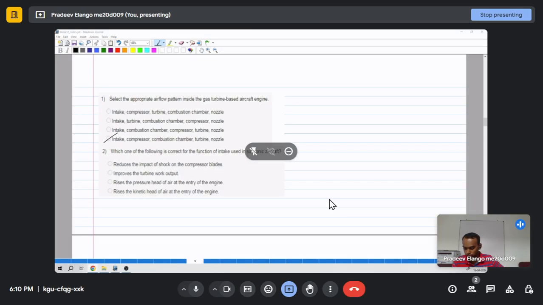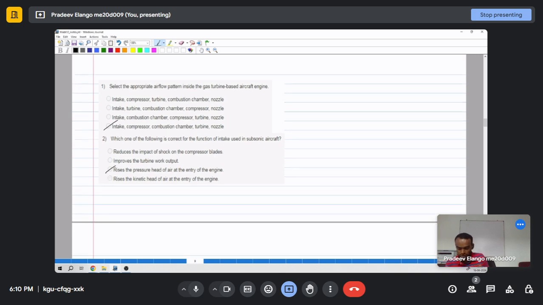Which one of the following is correct for the function of intake used in the subsonic aircraft? It reduces the impact of shock, improves turbine work output, raises the pressure rate of the air at the entry of the engine, or raises the exit temperature. So answer is it will raise the pressure rate of the engine.